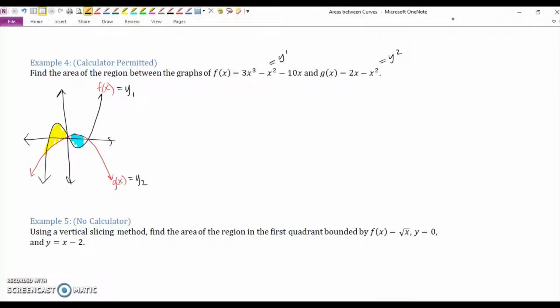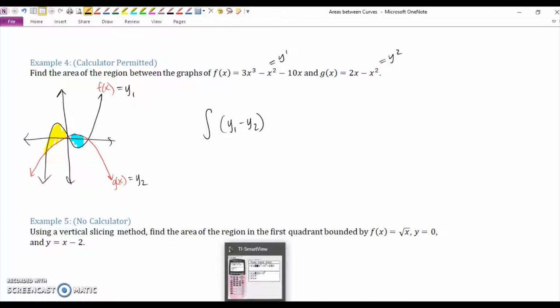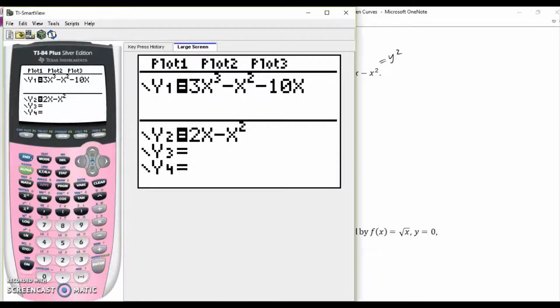Now, what do we have to integrate? Like I said, I don't know this position, but I know the black one's on top, so we integrate y1 minus y2. But I don't know from what points. Excuse me. So I'm going to have to go ahead and figure out where those intersections are. Well, that's a piece of cake, right?